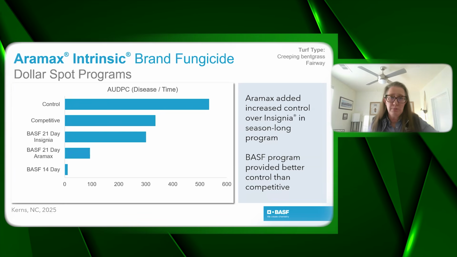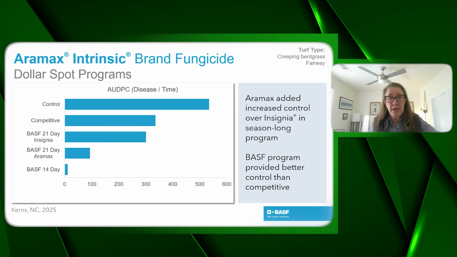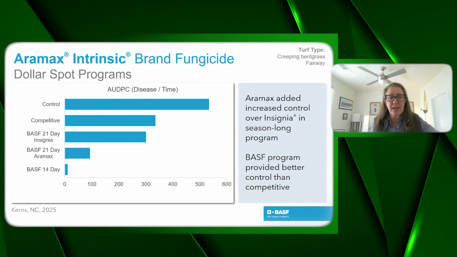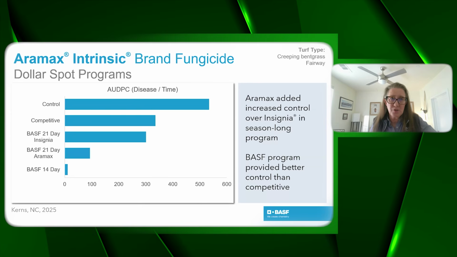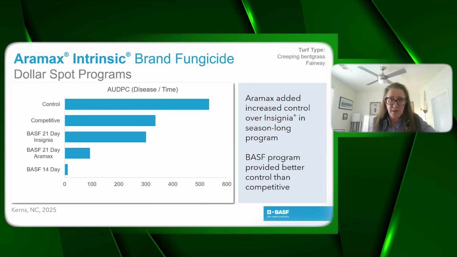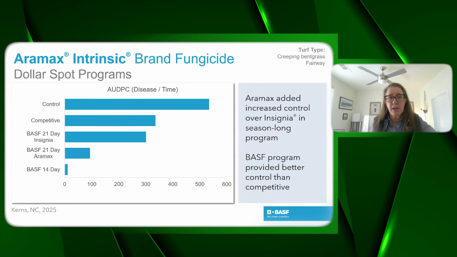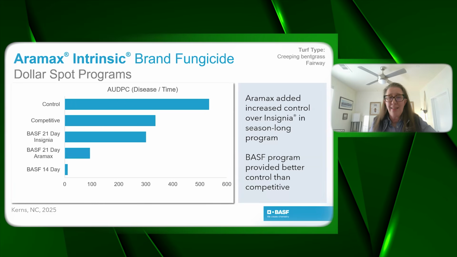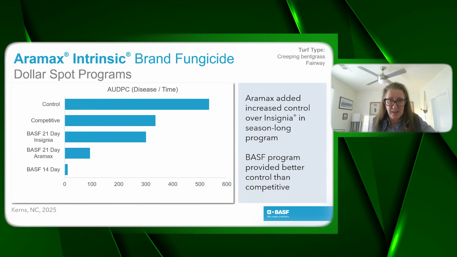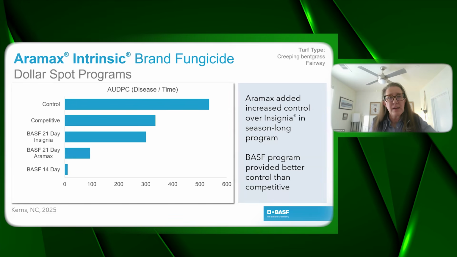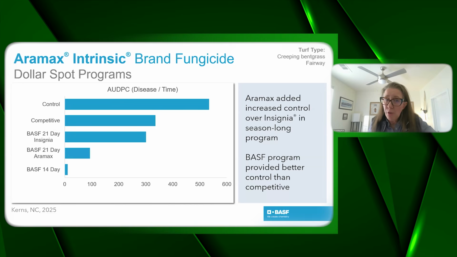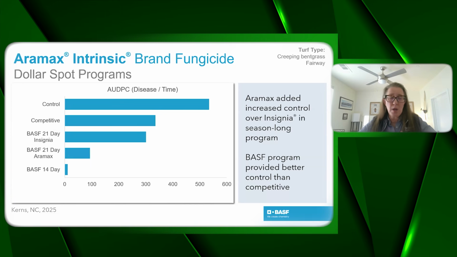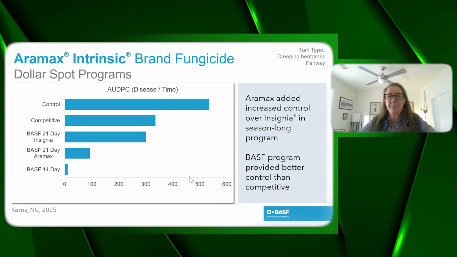So you've got a control, nada. You've got competitive, which is Syngenta in this case, I believe. You've got a BASF 21-day program that is just Insignia. So it's not using Aramax. You've got a BASF 21-day program that's Aramax instead of Insignia. And then you've got a BASF 14-day program that's based on Aramax. And all 3 BASF programs include other BASF products. Let's take a look.